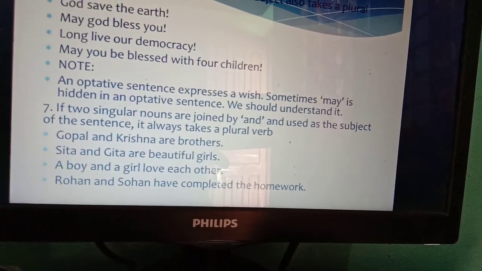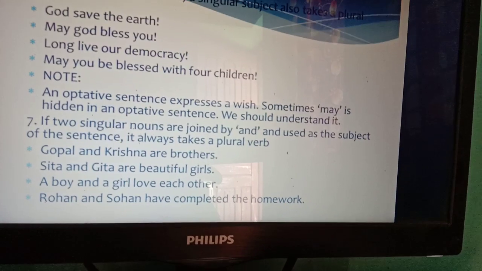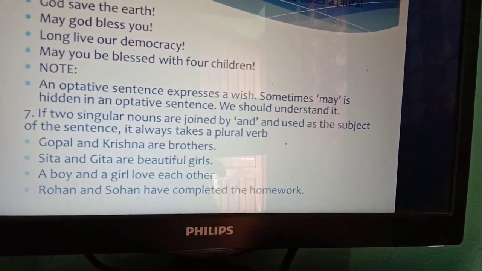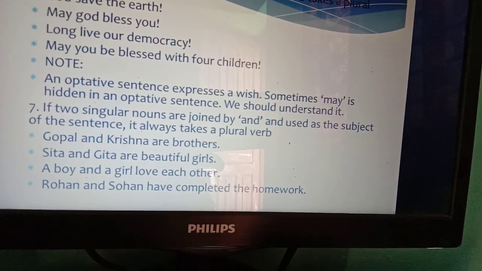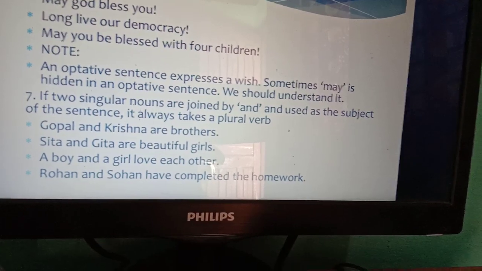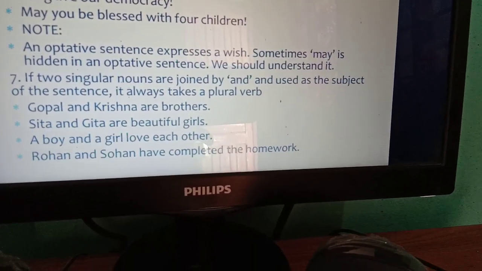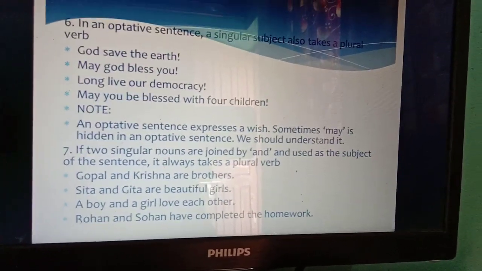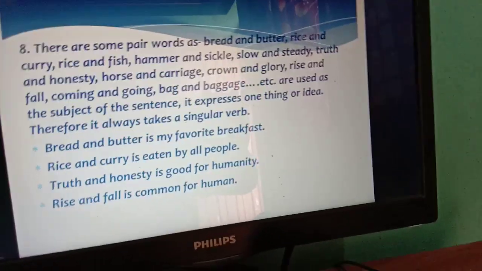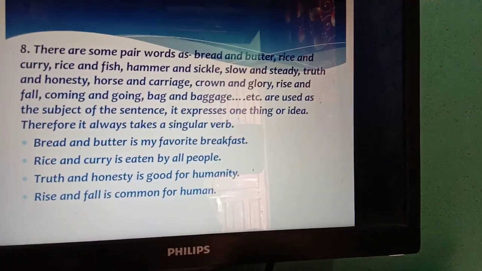Sita and Geeta are beautiful girls. A boy and a girl love each other. So here a boy and a girl are singular nouns, but by adding and we made a plural subject, and therefore the verb is used as love, plural. Rohan and Sohan have completed the homework. Same. So these are, I hope, very simple. You might be understanding. Now coming to the next rule, rule number 8 is very important.